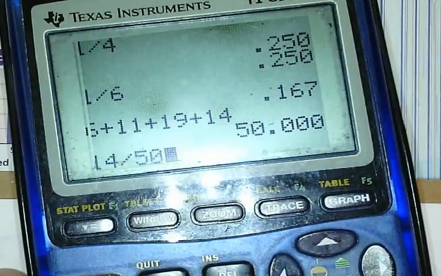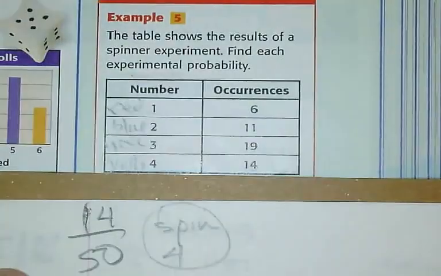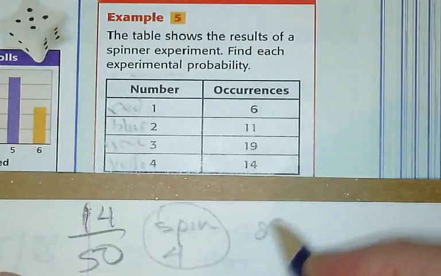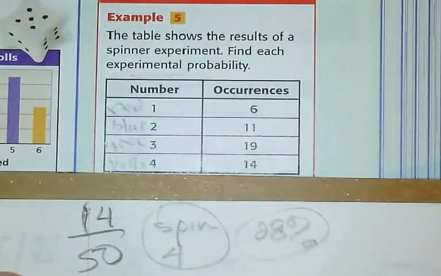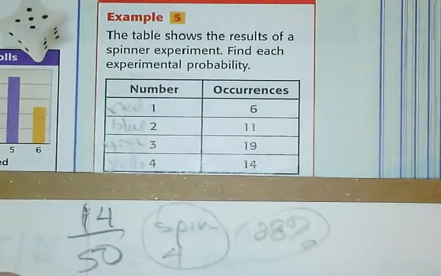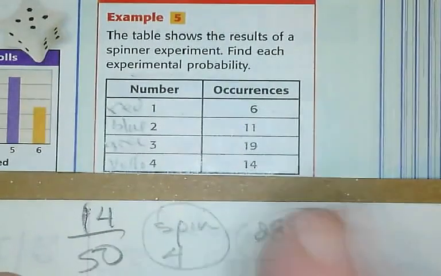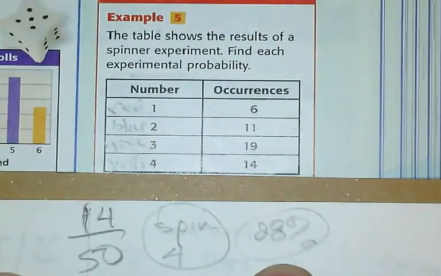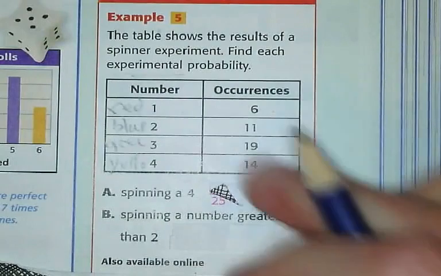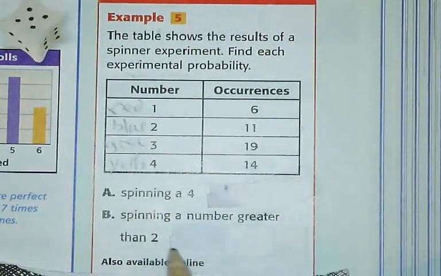14 divided by 50. That's 28% of the time. 28% of the time it's going to land on the 4. Now remember, theoretically, if all the colors are the same size, it should land there 25%. Right?